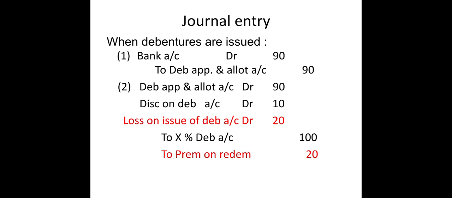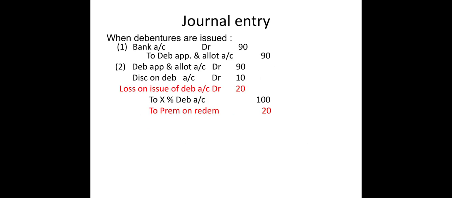First two entries are related to issue of debentures. Now we are learning the entry of redemption. So entry number 3 and 4 belongs to redemption. So that you know already that whatever amount we credit in entry number 2, the same amount will be debited in entry number 3. So you can see on your screen.